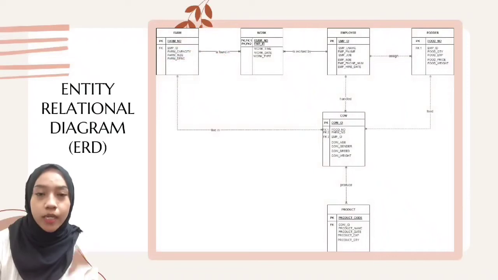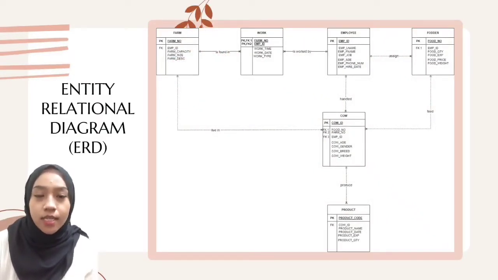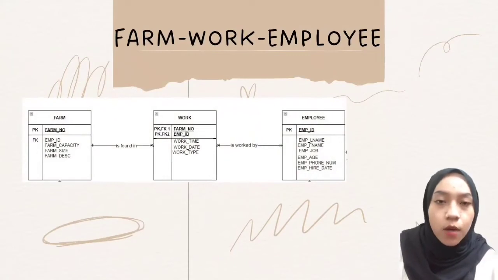Now, I will explain about entity relationship diagram. So, as shown above, this is ERD for production of dairy milk in Dutch Lady. Okay, first I will explain relationship between farm and employee.